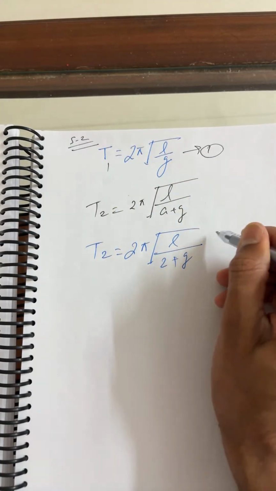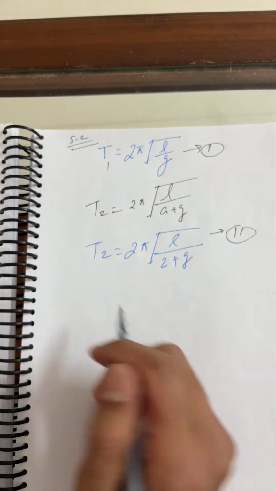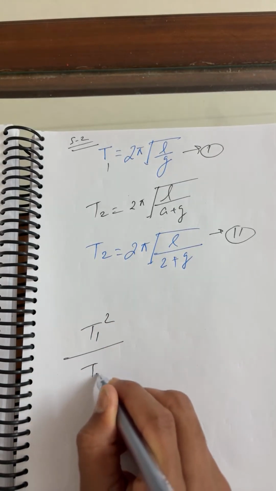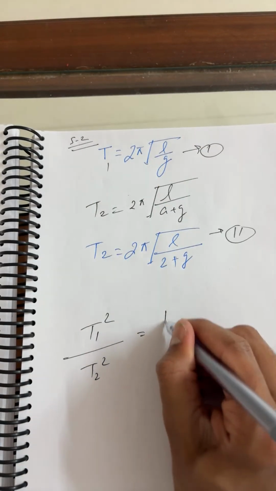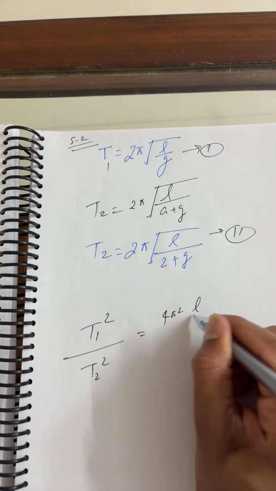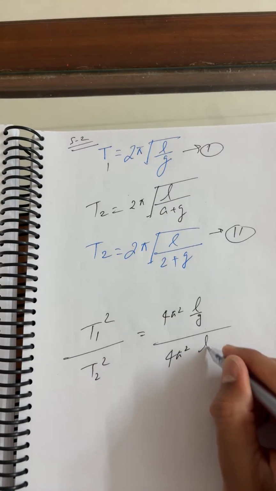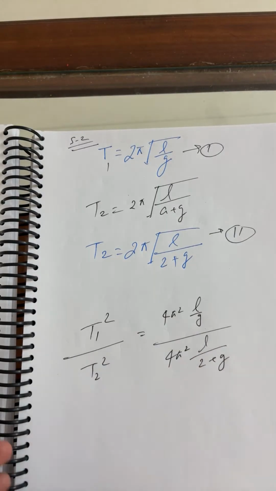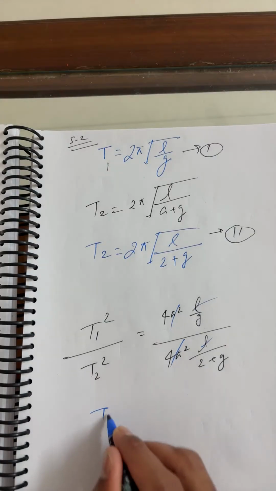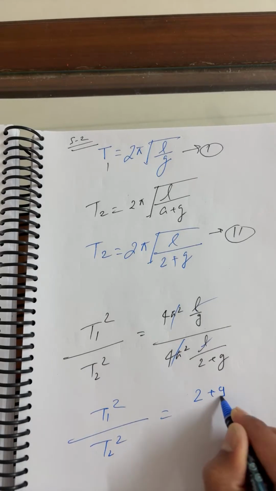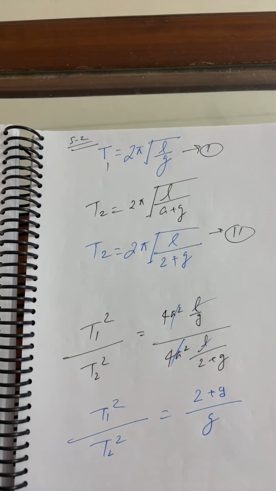Let us suppose this is equation 1, and this is equation 2. Do a square and divide these two. So T1 squared upon T2 squared: you can say 4 pi squared L upon g, and here again 4 pi squared L upon (2 plus g). The L terms cancel, so L finishes here. So finally, T1 squared upon T2 squared equals (2 plus g) upon g R.